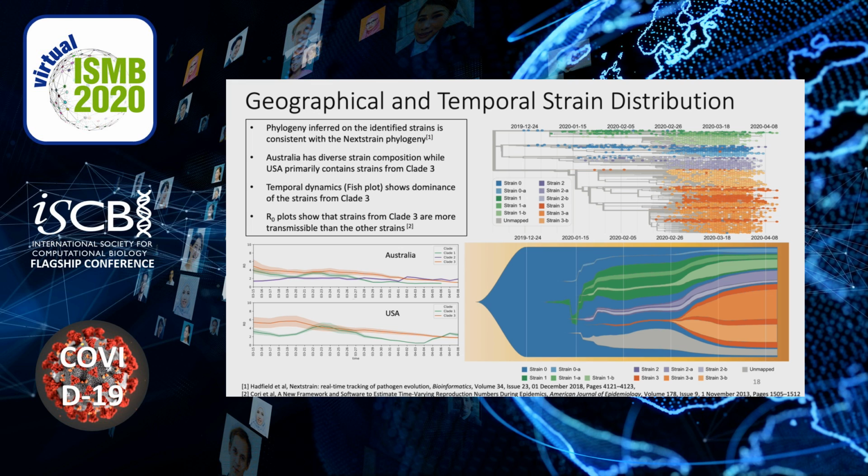We also look at the strain-specific R0 plots in different countries using EpiEstim. The details of this analysis are in our paper on bioRxiv. And we see that clade 3 has a high transmissibility compared to the other clades, shown here for Australia and USA.